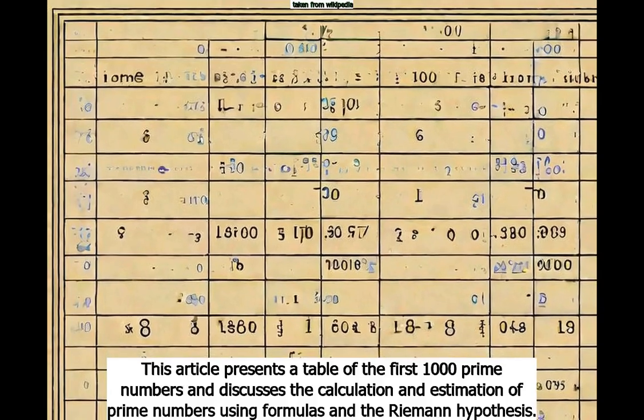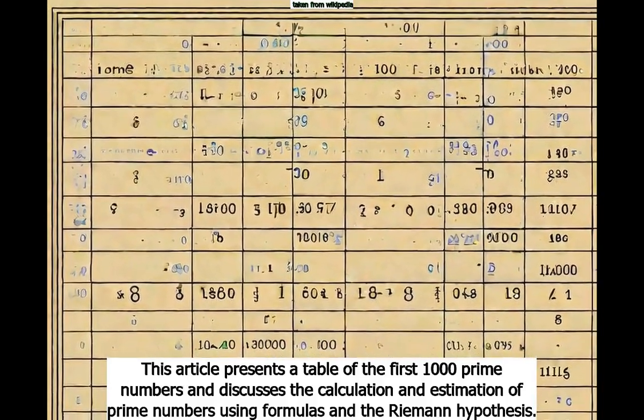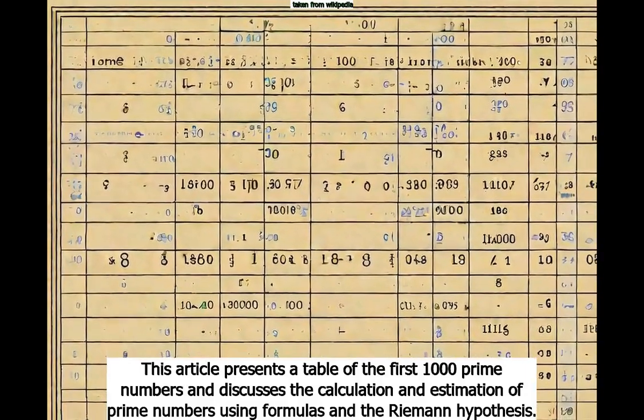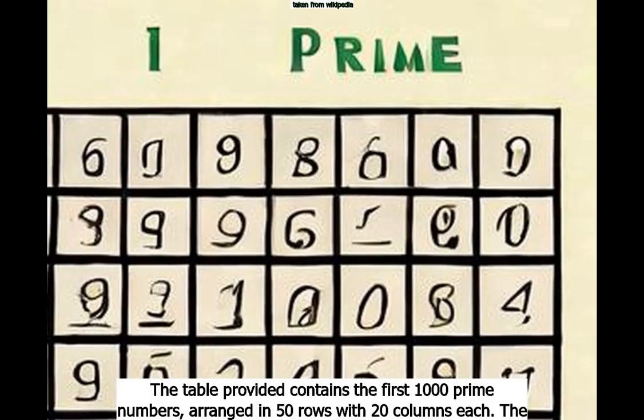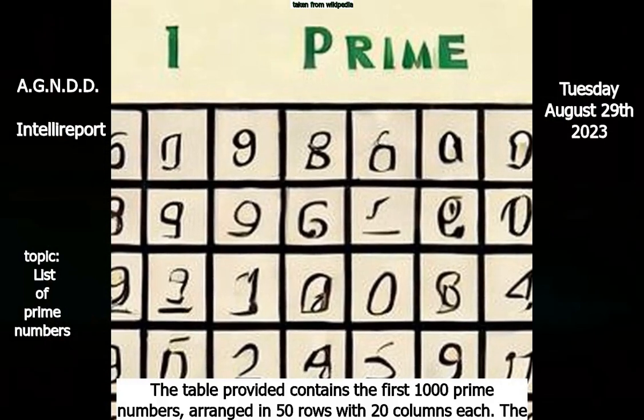This article presents a table of the first 1,000 prime numbers and discusses the calculation and estimation of prime numbers using formulas and the Riemann hypothesis. The table provided contains the first 1,000 prime numbers arranged in 50 rows with 20 columns each.